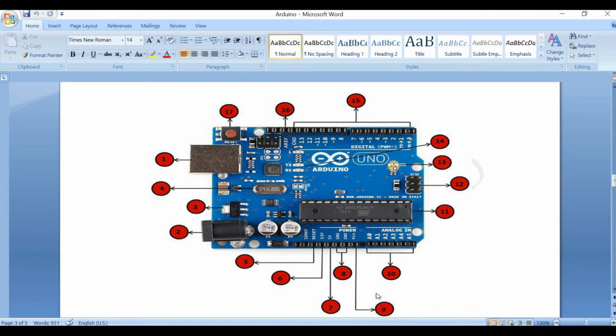Next, this is the power indicator. This is an LED which shows that the Arduino board is powered up.